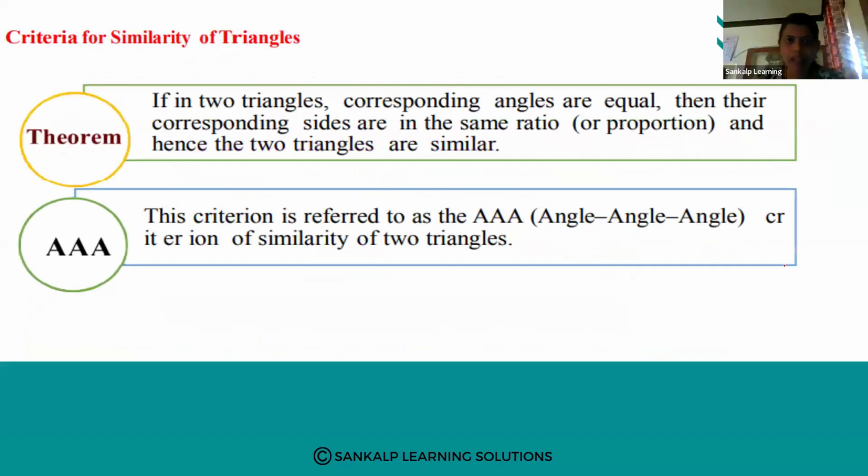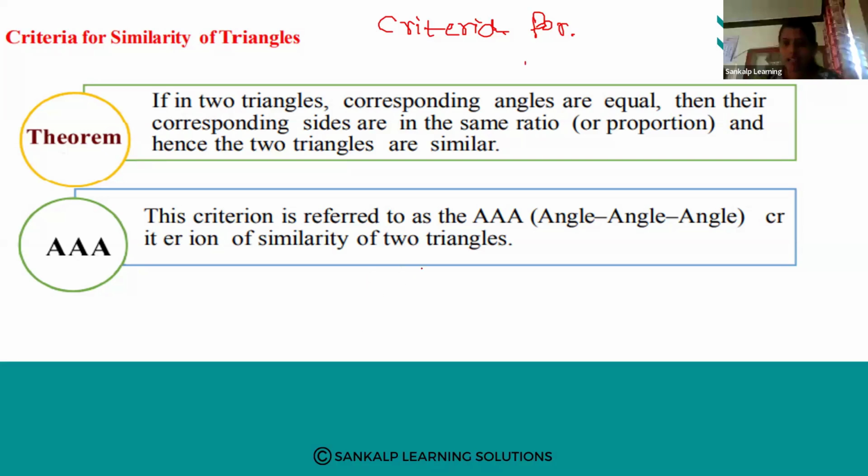Criteria for similarity of triangles. These are also very, very important criteria. Based on these criteria, we can say whether two triangles are similar or not. Therefore, we call them the criteria of similar triangles.